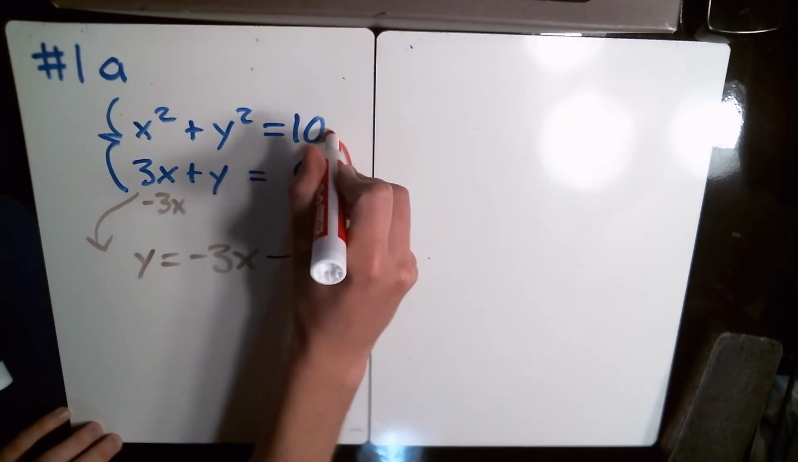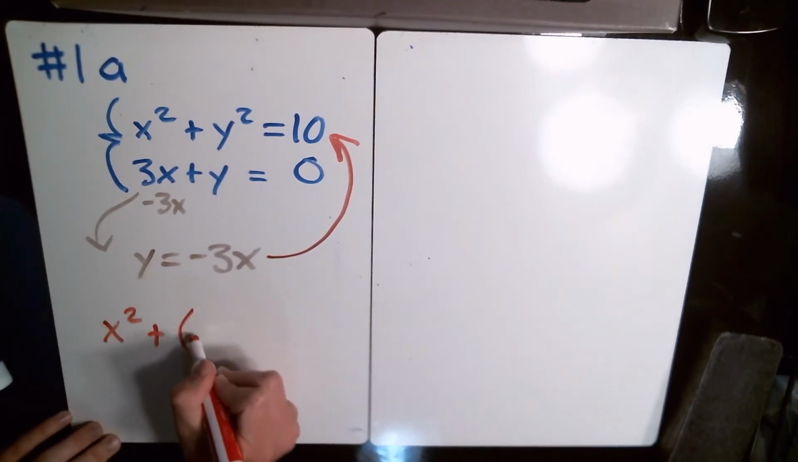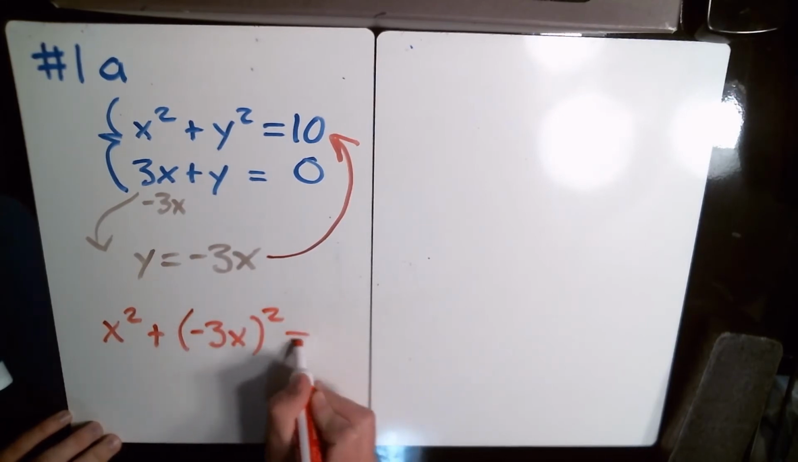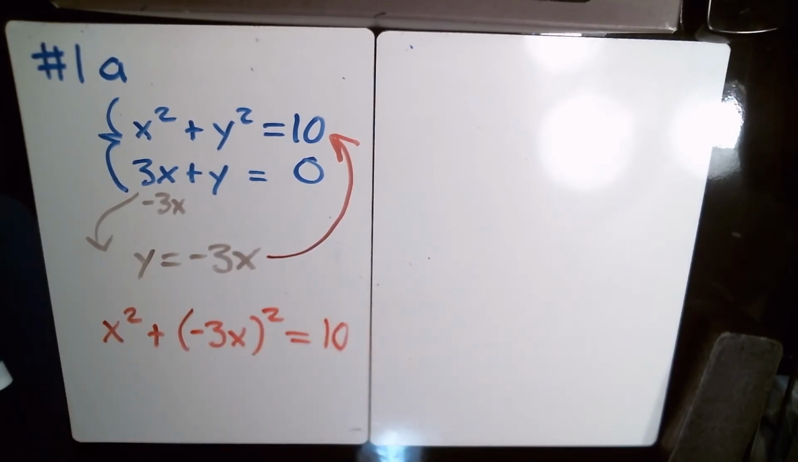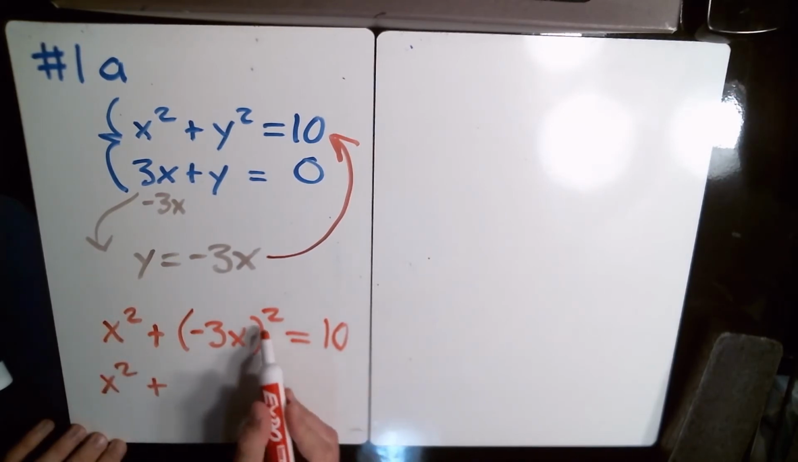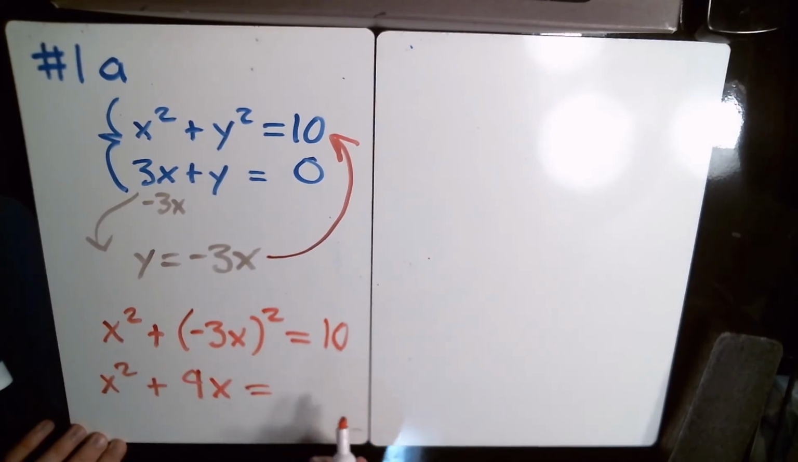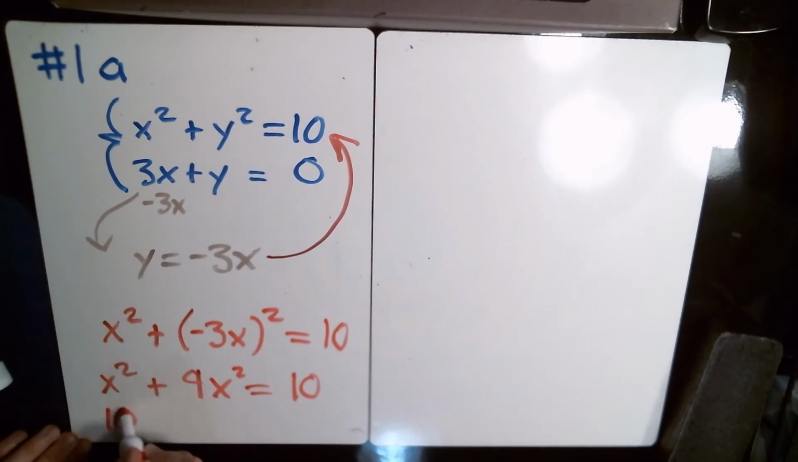So we're going to be plugging it into that top equation. So we get x squared plus, well, y squared. y is equal to negative 3x. So I just replace it with negative 3x in the equation. And then we simplify, so we get x squared plus, well, negative 3x squared is positive 9x squared, right? When you square a negative, it becomes positive. Okay, so we get 10x squared is equal to 10.